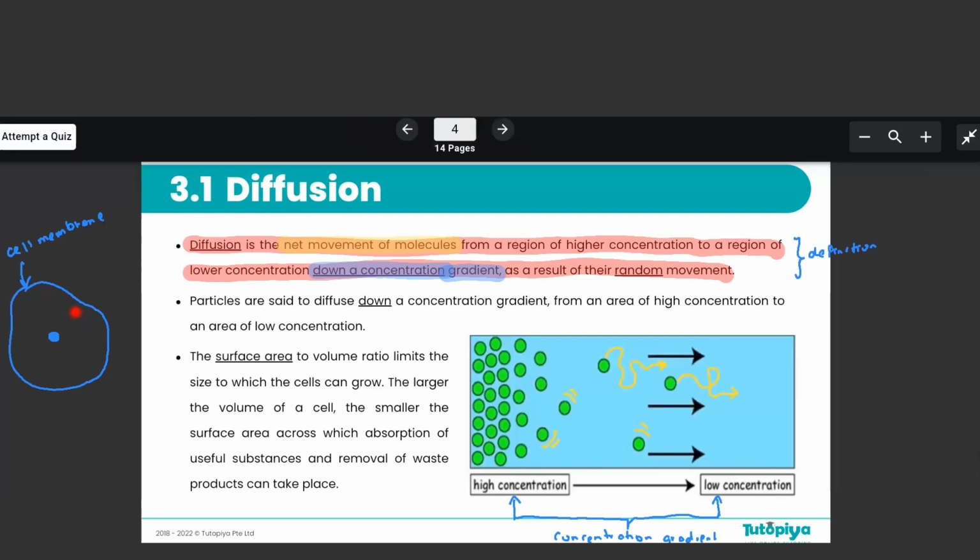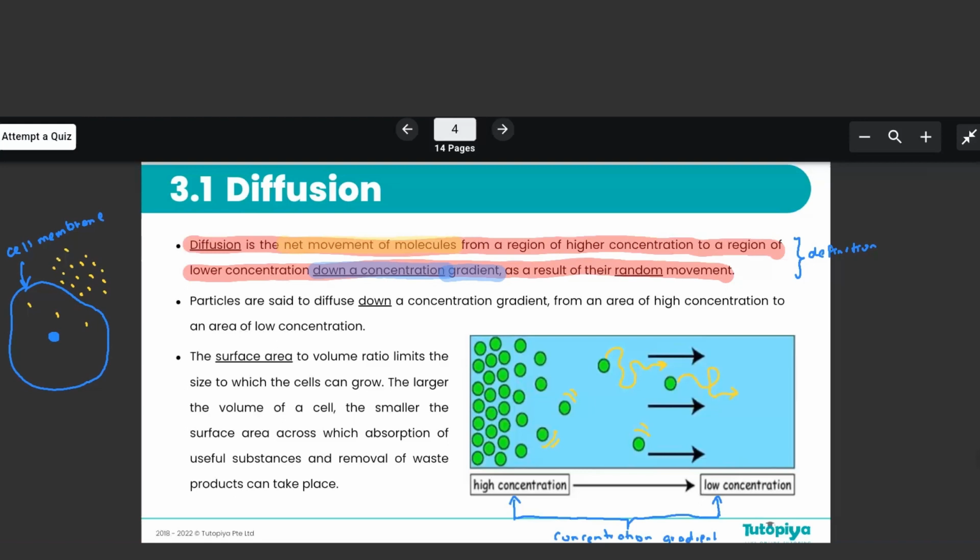Now, I'm just going to draw up some little drawings here for you to understand this better. So let's imagine that there is some kind of a useful substance that is outside the cell. And as you can see, that useful substance that is outside the cell is there in a high concentration, right? And let's imagine inside the cell, that substance is there in very low concentration, like I have drawn, right?